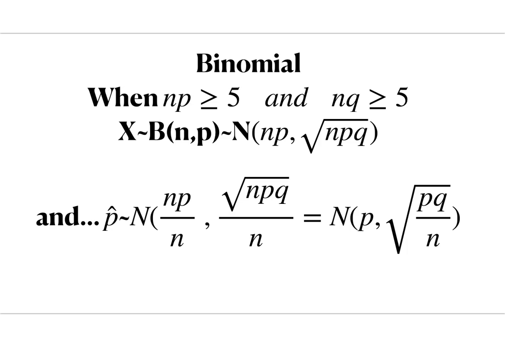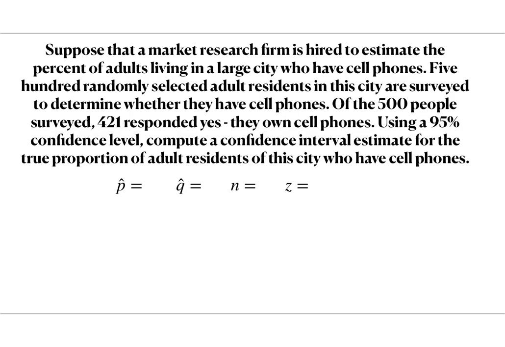But let's see what this looks like in action. Suppose that a market research firm is hired to estimate the percent of adults living in a large city who have cell phones. Okay, granted, this was done a little while ago, so the actual numbers here are lower than what you would expect, because now, everybody qualifies for a cell phone.